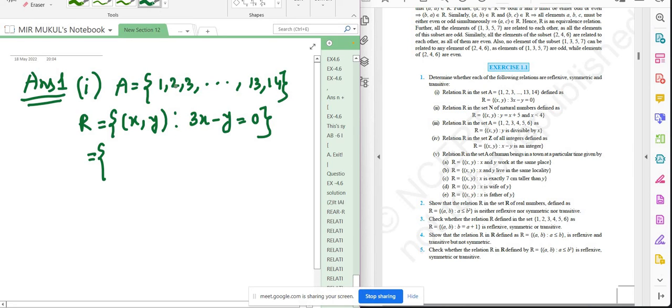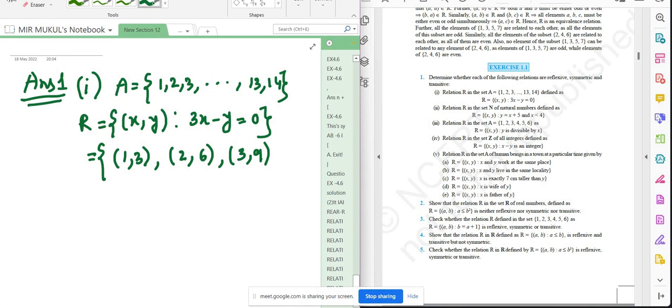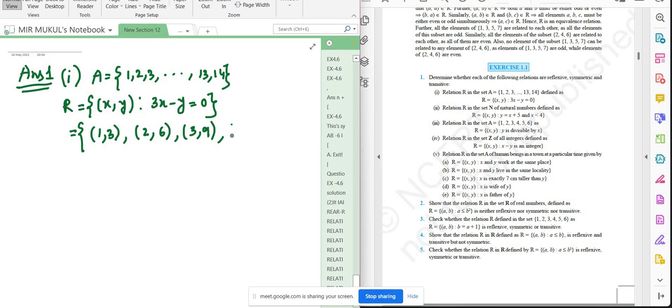y equals 3x. So if you take the value of x as 1, then the value of y will be 3. If x is 2, then y will be 6. If x is 3, then y will be 9. If x is 4, then y will be 12. If x is 5, then y will be 15, but 15 is not present in set A, so we will not write it.